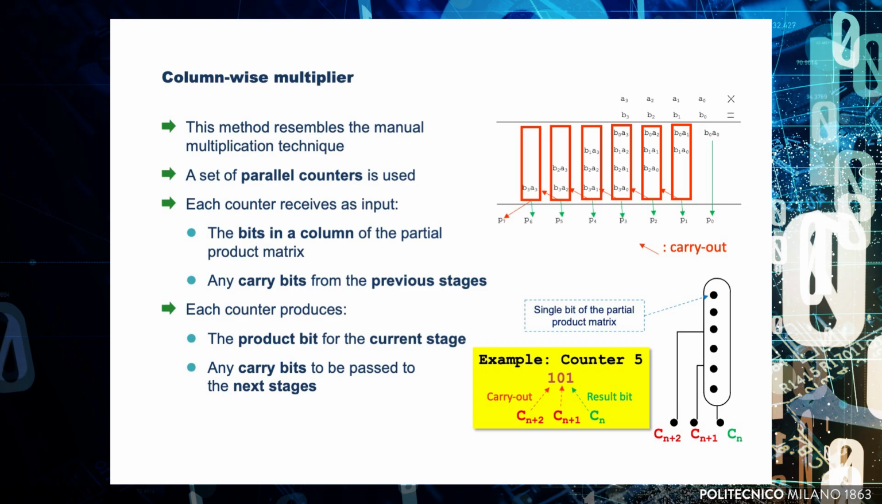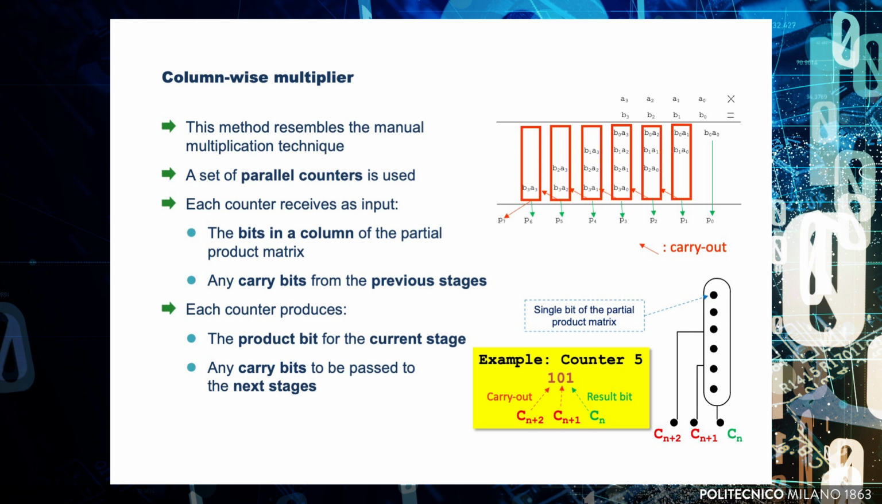For each column, the parallel counter takes in input the partial product bits present in each column, together with any carries coming from the sums of the previous columns. The figure at the top right of this slide shows the logical structure of the column-wise multiplier. The counting performed at each stage produces the output bit associated with that column, as well as any carries that must be propagated to the next stages.